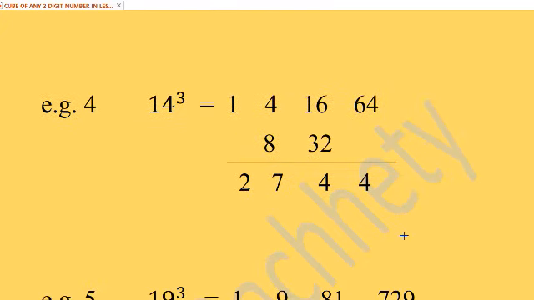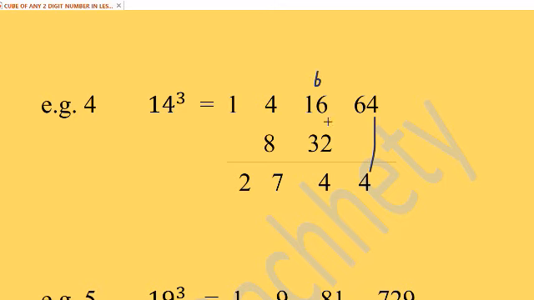Here I have done 14 cube. You can again see 1, then second digit 4, square of 4 is 16, cube of 4 is 64, right? Double of 4 is 8, double of 16 is 32. So we'll write the single digit, that is 4, 6 carried forward.